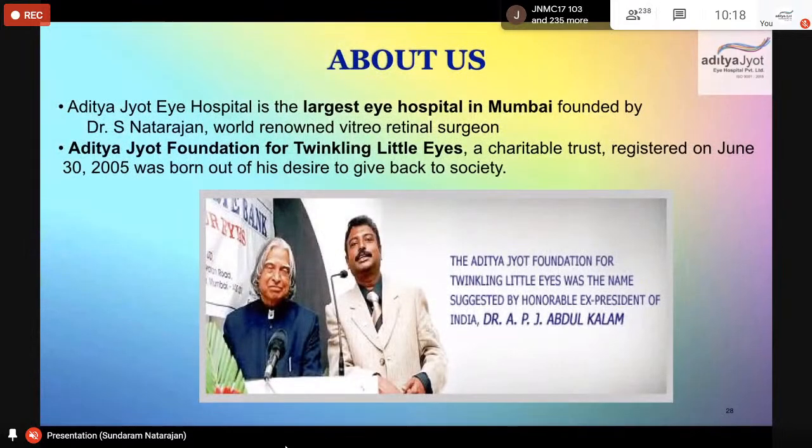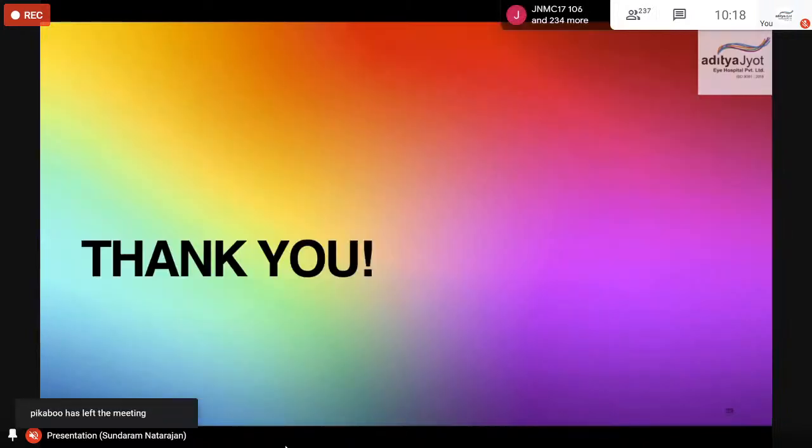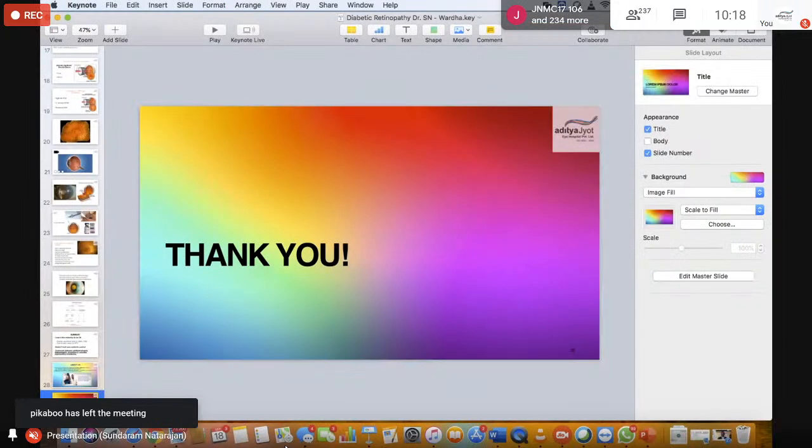And we have the foundation, which was actually Dr. Abdul Kalam's idea, put a twinkle in the eye. So we are doing the largest free work in diabetic retinopathy in the world, in all the slums of Mumbai. And I'm proud to tell that here.